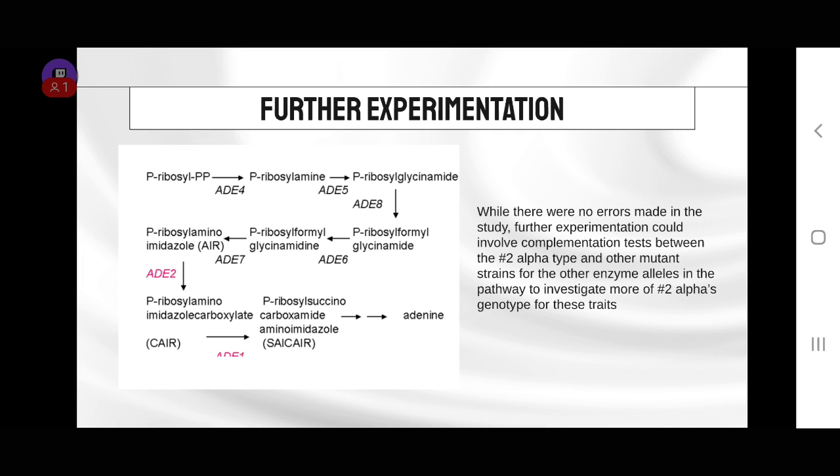However, in the pathway to get to adenine synthesis, there are multiple other enzymes that must have functioning capabilities from the genetic material of the parents. So further experimentation could involve crossing the unknown number 2 alpha type with an A-type mutant of the ADE5 gene or the ADE8 gene to learn more about the genotype for the unknown number 2 alpha's yeast strain.